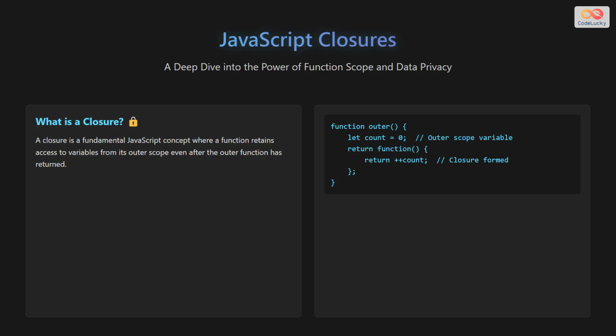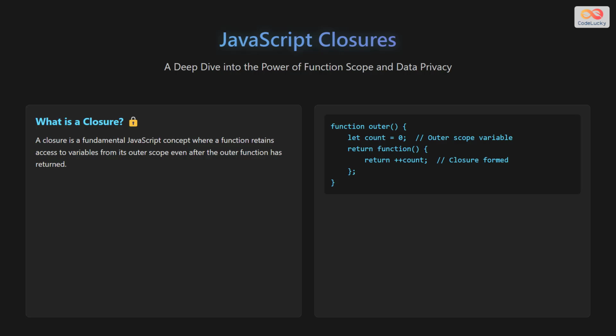Let's explore JavaScript Closures, a powerful feature related to function scope and data privacy. A closure allows a function to remember and access variables from its outer scope, even after the outer function has completed its execution. Here's a basic example.